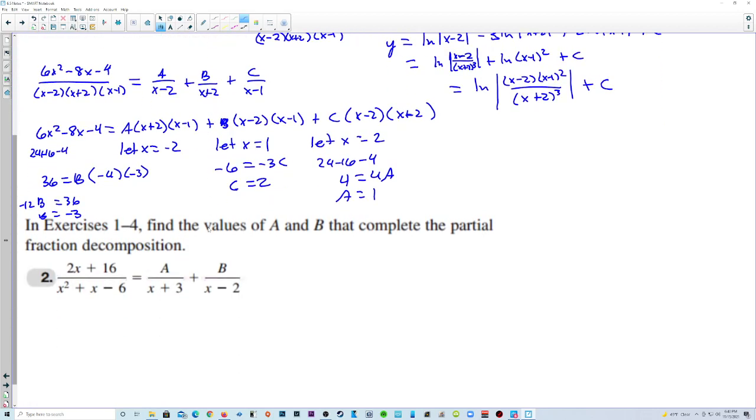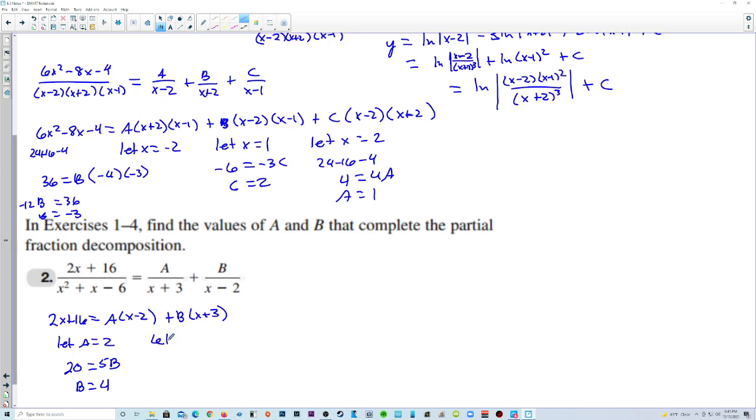In exercises 1 through 4, find the values of a and b that complete the partial fraction. This is going to be 2x plus 16 is equal to a times x minus 2 plus b times x plus 3. We're going to let x equal 2, and we get 4 plus 16 is 20, which is equal to 5b. So b is equal to 4.